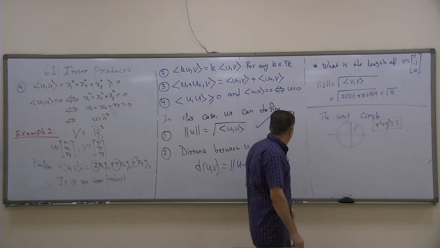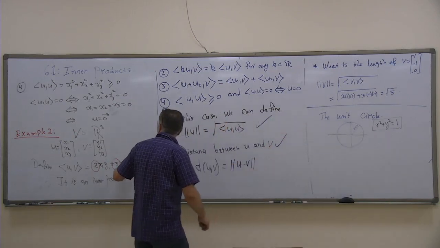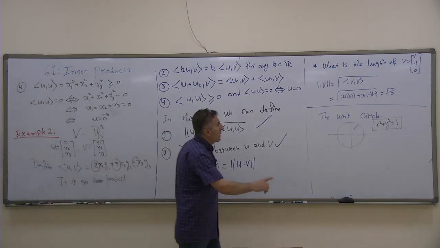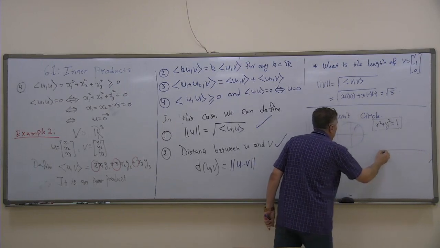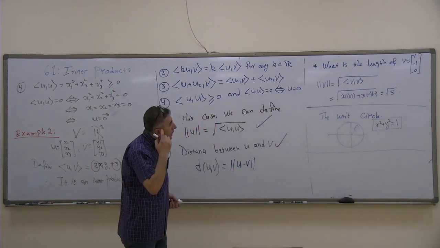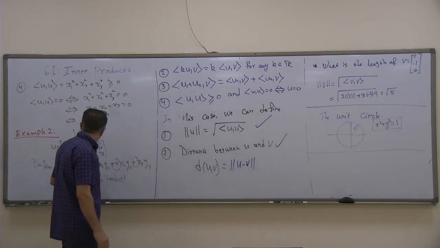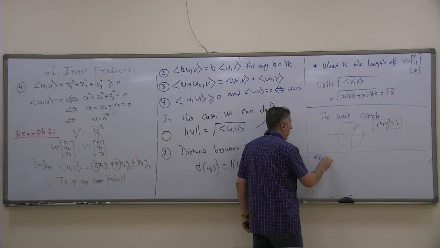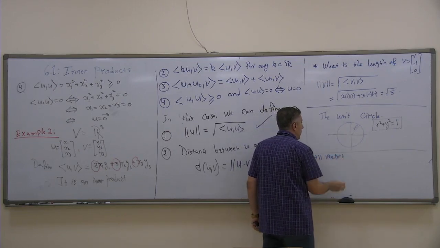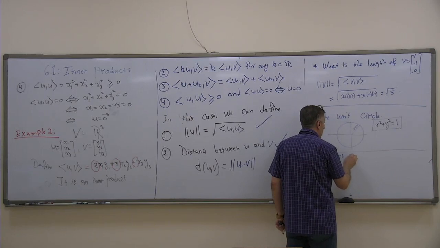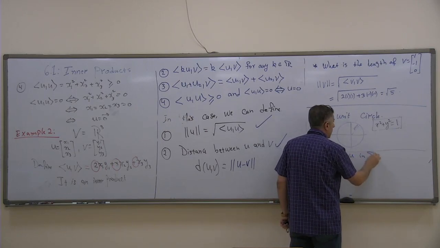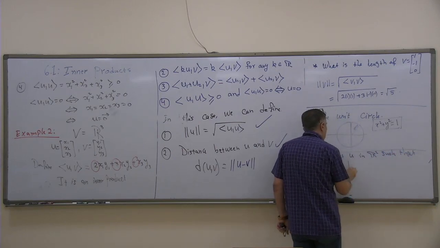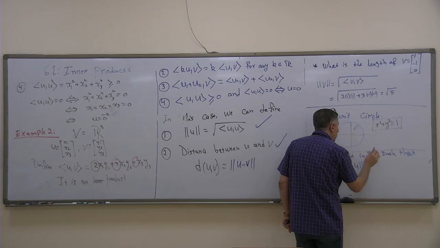Now, if I ask you what is the unit circle under this weighted inner product, then don't tell me this. You have to answer the question in a different way. You have to say, okay, that means all vectors U in the plane such that the length of U is 1.